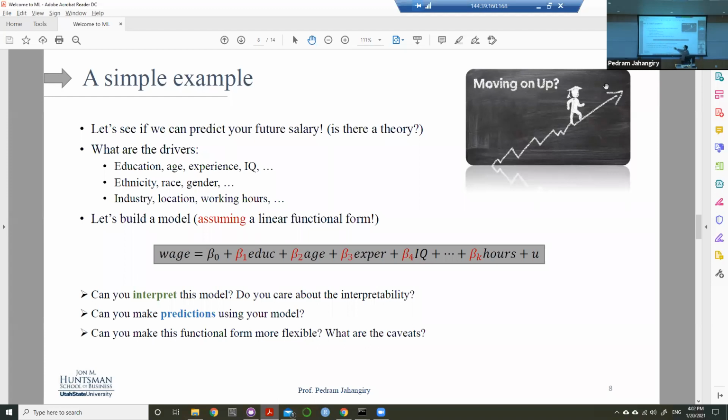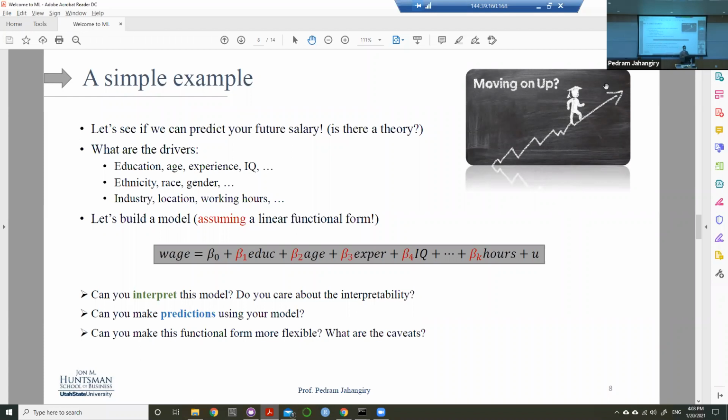Now let's answer these questions. Can you interpret this model? Do you care about interpretability? What's your answer? If I tell you that this coefficient is 0.5, can you interpret this model? The answer is yes, right? If education increased by 1 year, your hourly wage is going to increase by 50 cents. Is everybody on board? Does that make sense? Okay, so we can interpret that.